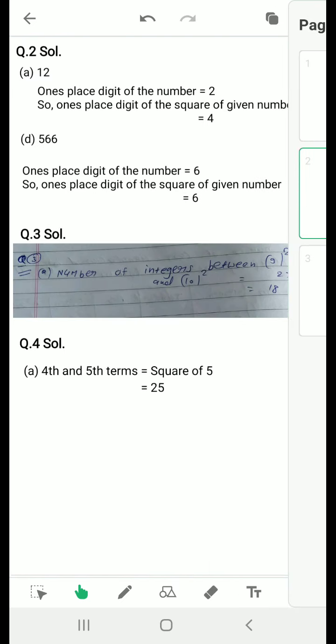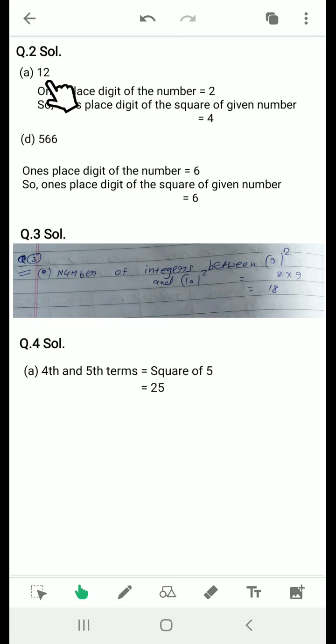So how do we find it? Take the example of 12. The ones place digit of the number is 2. So what is the square of 2? It is 4, which ends with 4. So the ones place digit of the square of the given number will be 4. The square of 2 is 4, and the ones place digit is also 4. So the ones place digit of the square of the given number will be equal to 4.